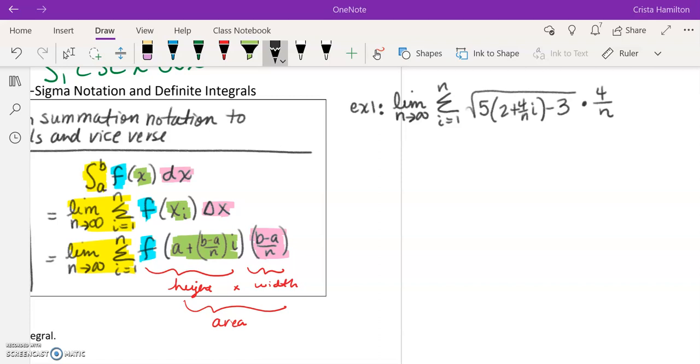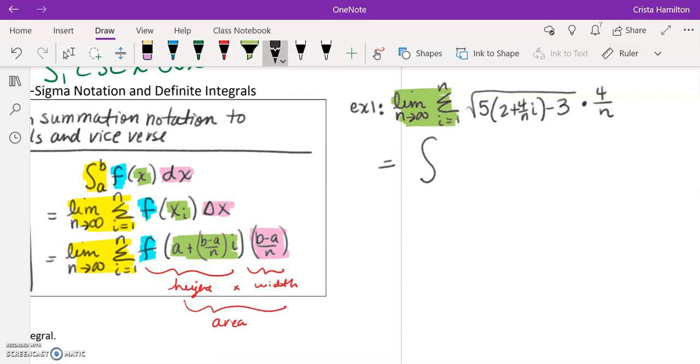All right, so now your job when you see something like this is to identify a and b, identify what function you're dealing with, and rewrite this as an integral. When you see this in the multiple choice, you immediately know that this is a definite integral, because when you have the limit of a sum, that's your code that this is going to be an integral.